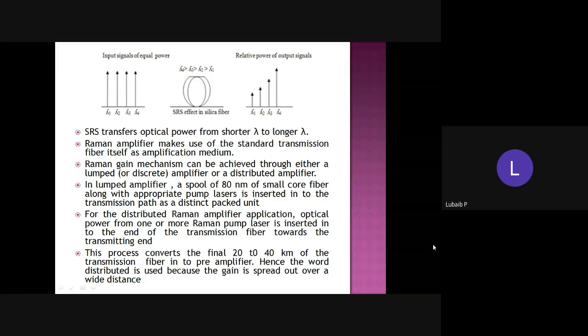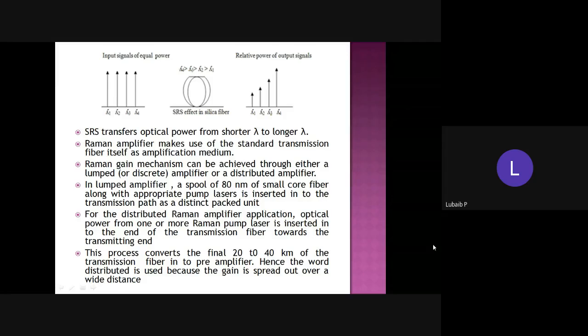That is actually what occurs. Raman amplifiers make use of the standard transmission fiber itself as an amplification medium. The Raman gain mechanism can be achieved through either a lumped, or discrete, amplifier or a distributed amplifier. In a lumped amplifier, a spool of small-core fiber along with the appropriate pump laser is inserted into the transmission path of a discrete packed unit.